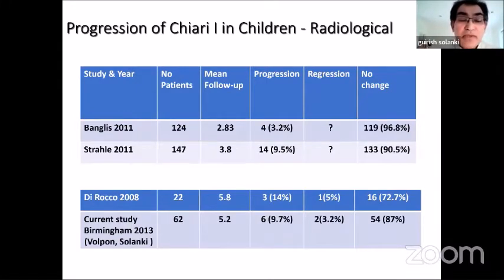Then more recent follow-ups were longer, so more than 5 years, 5.8 and 5.2 years. One again from Professor De Rocco's team in 2008, and our own study in Birmingham in 2013. Fewer patients, but clearly the follow-up was significant, because we saw significantly higher numbers of progression, between 10 to 14%, but also spontaneous regression between 3 to 5%, and patients with no change somewhere between 72 to 87%.